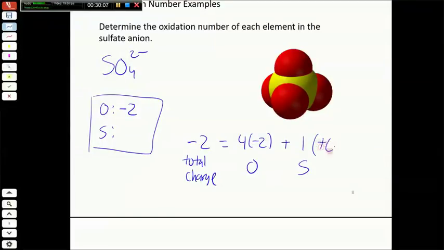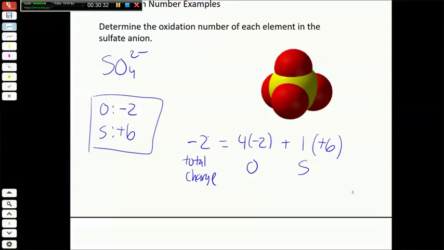That would be +6. Alright, so sulfur, again, it's a group 6 element, so it can't be higher than +6, and in this case it also has its maximum oxidation number of +6. So just remember, if we're dealing with charged species, the sum of the oxidation numbers won't equal 0, it'll equal whatever the charge is, in this case -2. Alright, questions on how we assign oxidation numbers?